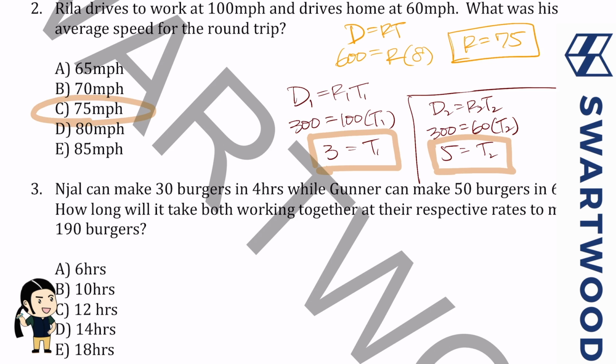So again, another application, right? But we're thinking what? Do it in pieces. Distance is rate times time. Piece 1, piece 2, put it together, okay?